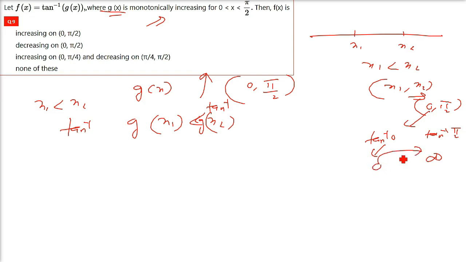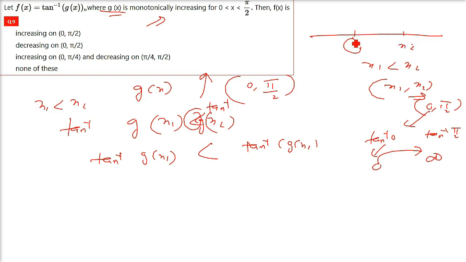Tan inverse: when you have a value which is less than x2 in this 0 to pi by 2, the tan inverse of g(x1) and tan inverse of g(x2) is also less than, because I told you tan inverse 0 is 0 and tan inverse pi by 2 is infinite. So it is actually increasing. So monotonically increasing, this tan inverse is also increasing.